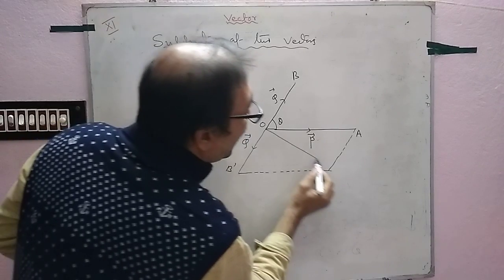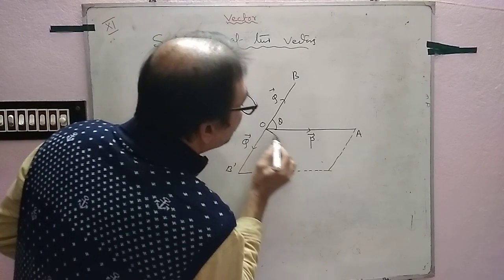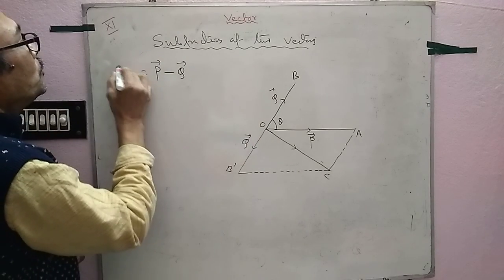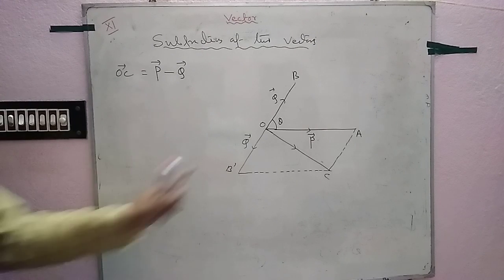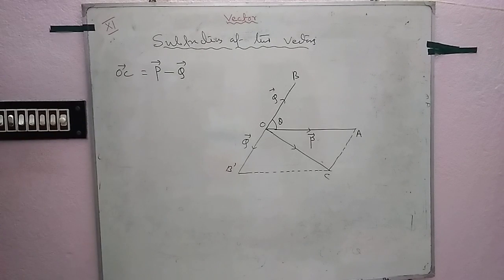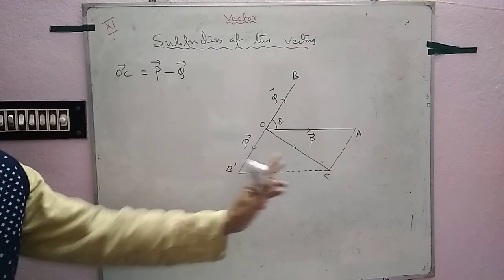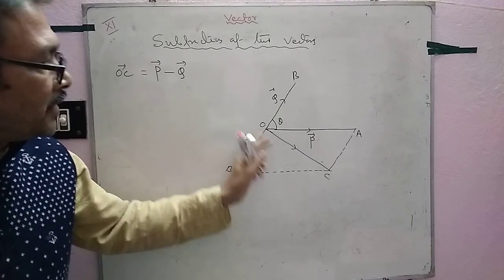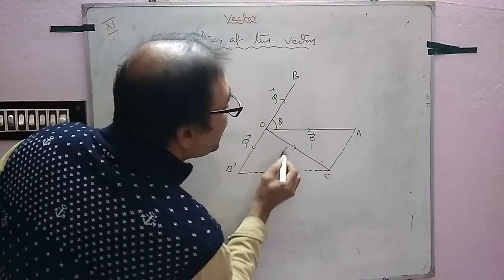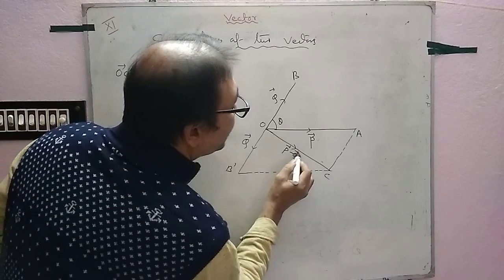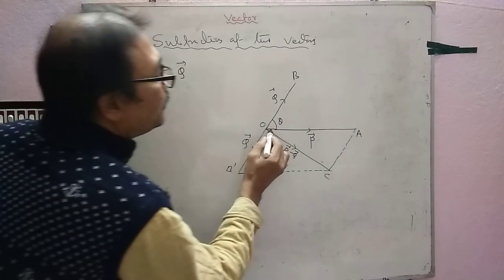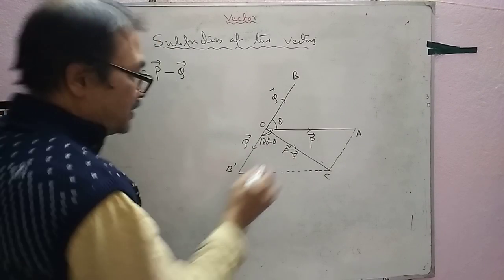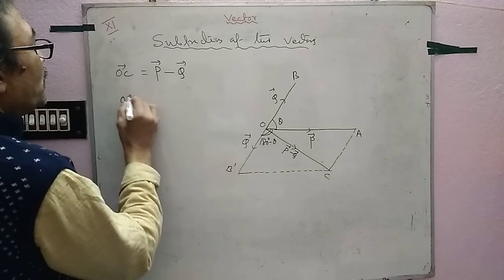Now this diagonal, this OC equal to P minus Q. Follow? This OC represents the subtraction of the two vectors. Subtraction of two vectors also is a vector. So the subtraction of two vectors, that is OC, equal to P minus Q. The direction is O to C. This angle is 180 degree minus theta.